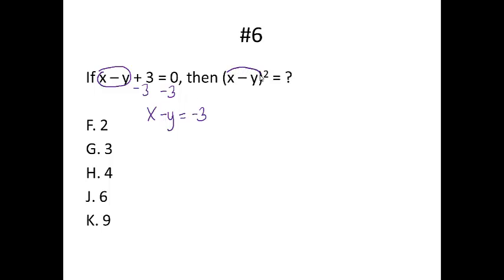So that's what x minus y is equal to. So now I just need to know what is x minus y if I square it. Since I know that x minus y is equal to negative 3, if I take negative 3 and square it, I will get 9. So my answer will be K, which is 9.